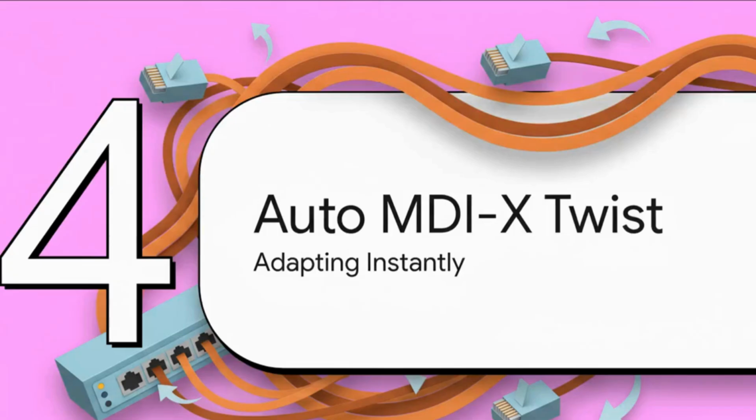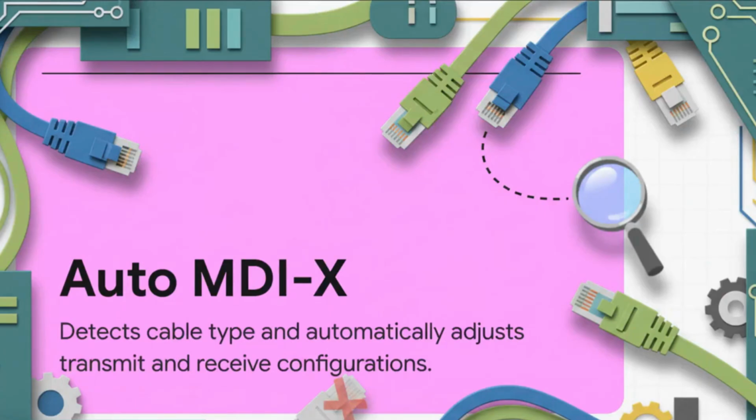And now for my favorite part, Section 4, the Auto MDI X plot twist, adapting instantly. Just when you thought you had to memorize all those strict crossover rules, modern networking throws us a brilliant curveball. This built-in intelligence basically does the homework for you, automatically adapting to whatever cable you plug in.